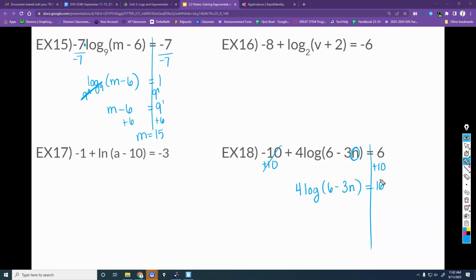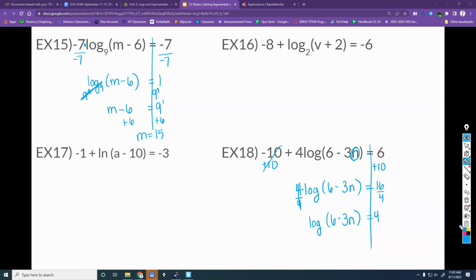Okay, so when you're solving, start furthest away from your variable. Try to get rid of whatever you see there. So now, next furthest away is 4. And what did I do, William? Divide it. Very good. It feels like maybe I should subtract, but it's right beside that log, so I got to divide. So log of 6 minus 3n equals 4.